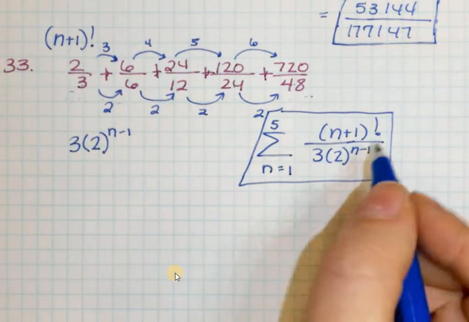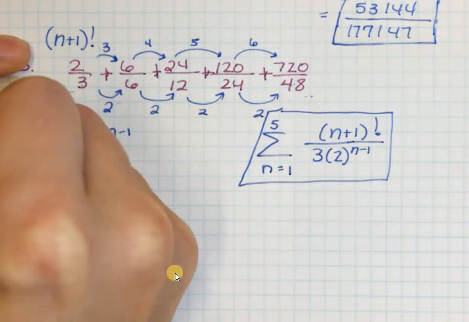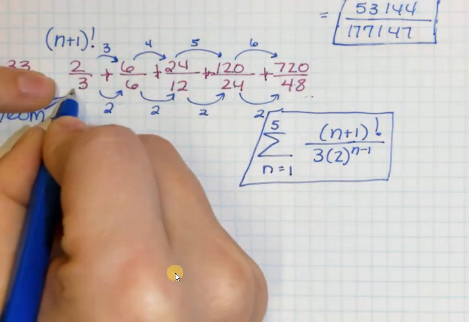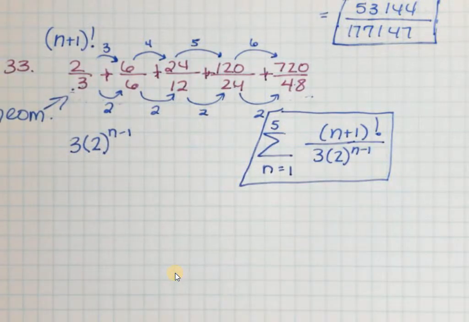3 times 2 to the n minus 1? Because this here is geometric. First term is 3. Common ratio is 2. Okay.